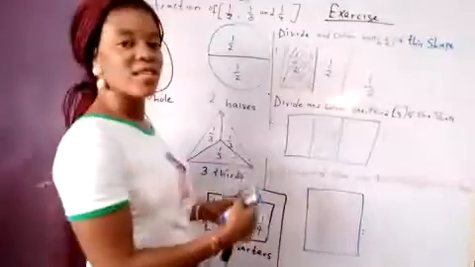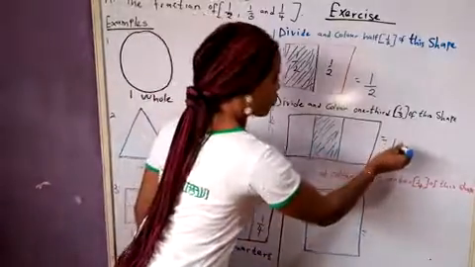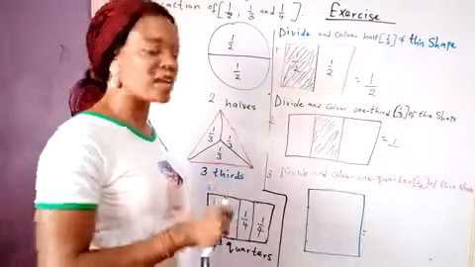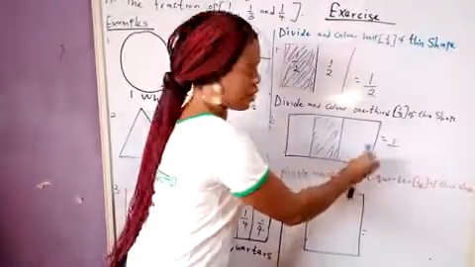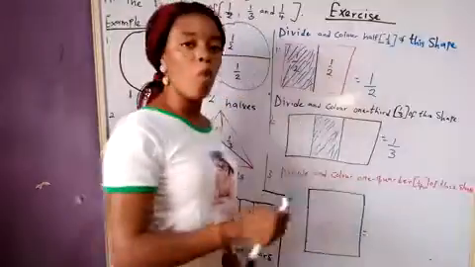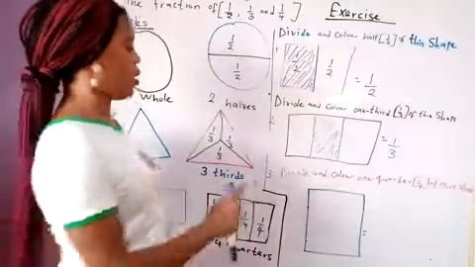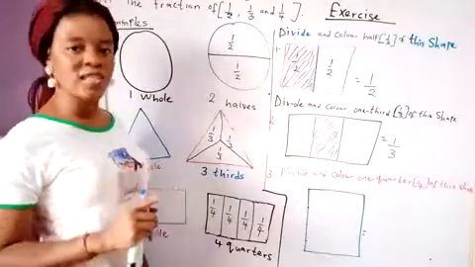How many parts are shaded? 1. Now write your 1. Over how many? How many parts are divided? 1, 2, 3. Which makes it 1 over 3. 1/3. Now let's do 1 over 4, which is 1/4.